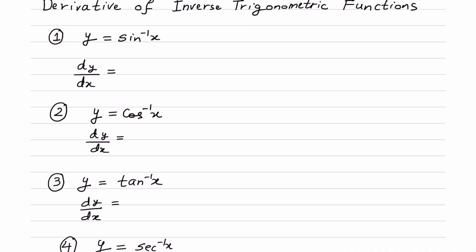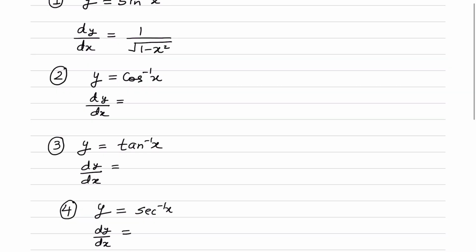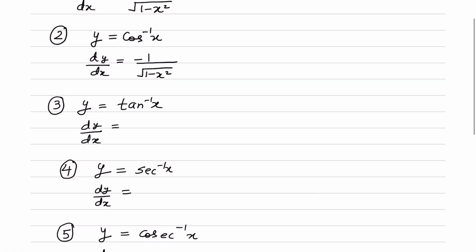So first we have sine inverse x. Its derivative is 1 over square root of 1 minus x square. Remember that here the angle of the inverse trigonometric function is x, and here you have to square this angle. Now we have y equal to cos inverse x. Its derivative is minus 1 over square root of 1 minus x square. The derivative of tan inverse x is 1 over 1 plus x square.